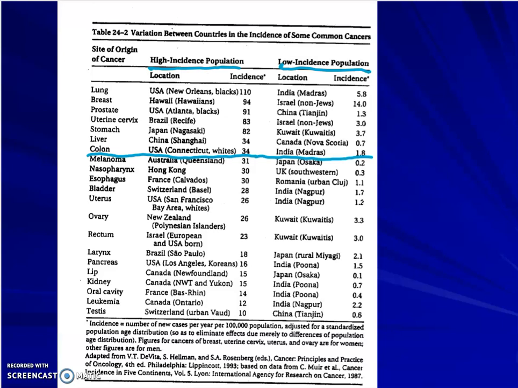Or let's do the first one, lung cancer. High incidence population here in the United States, 110 per 100,000 of the population. Low incidence population here, only 5.8 cases per 100,000 of the population. So a big difference. The question is, why is there such a big difference? And you can go across the entire chart and look at it and find other examples. But so why is that?